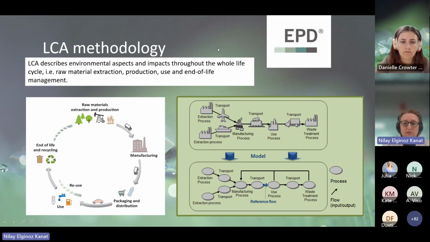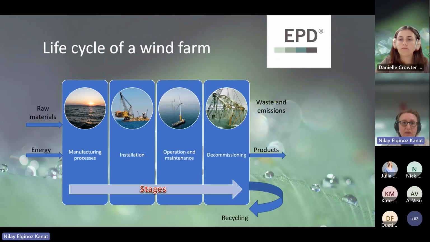But this is from a product point of view. If you consider the life cycle of energy production systems, then it might be a little different, because then the life cycle is not your product's life cycle. For example, here the product is energy, and the life cycle is the life cycle of the wind farm. So if this is an offshore wind farm, you have the sea, and then you have the manufacturing processes, and then you install your wind farm, and then it operates for around 20 to 25 years, and then you have the decommissioning stage.